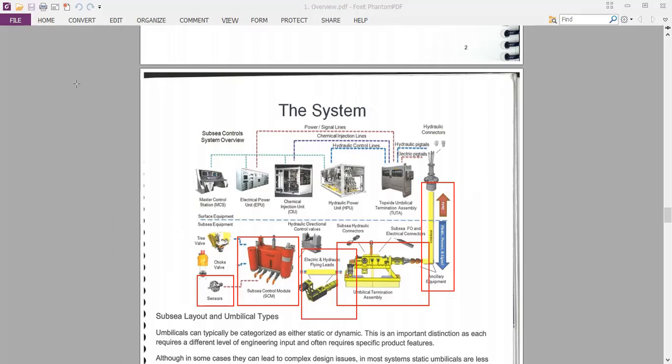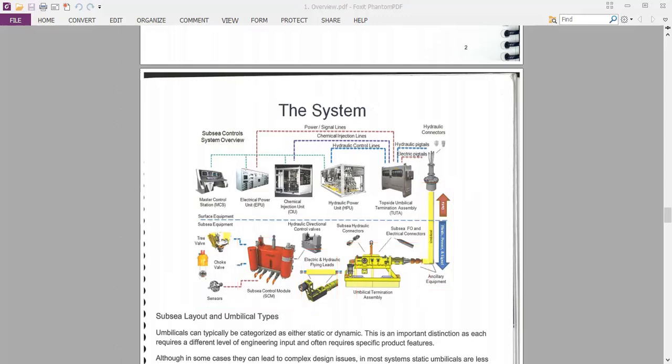Can you please remind us the function of the flying leads? The flying leads are just connectors that help you carry both hydraulic and electrical power and signal from your subsea termination assembly to the Christmas tree or to the manifold.